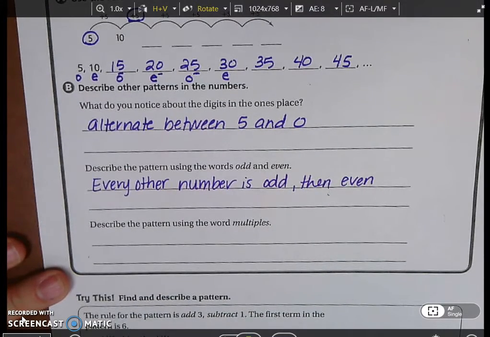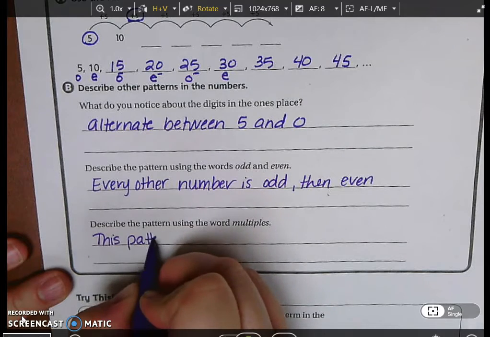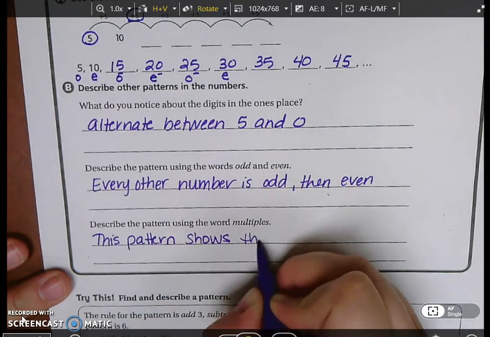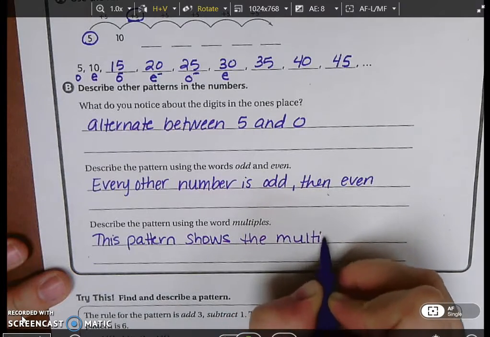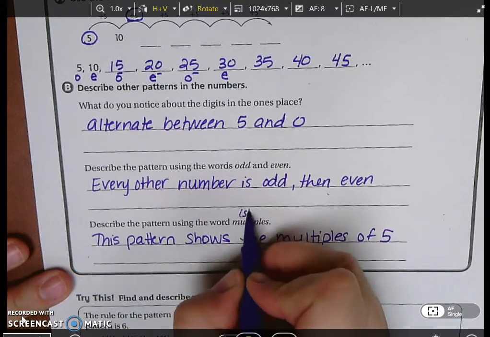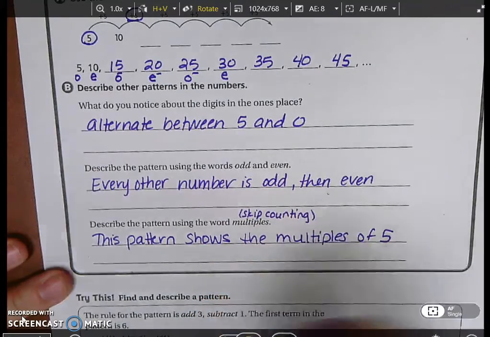Describe the pattern using multiples. Well, this pattern shows the multiples of 5. And remember, multiples is really just like skip counting. So we're just skip counting by 5s.